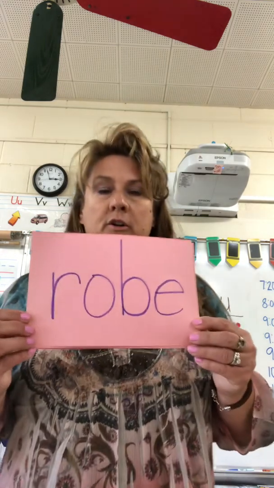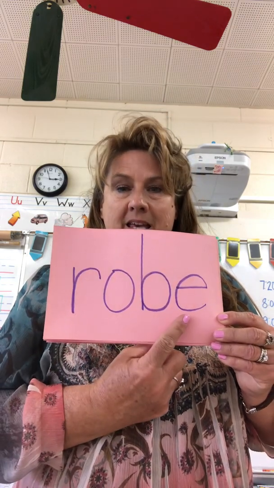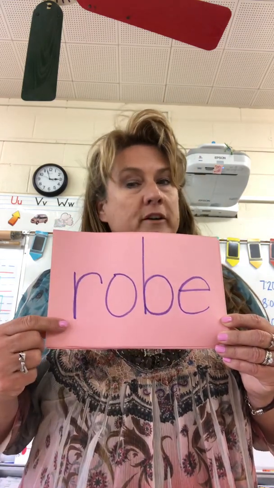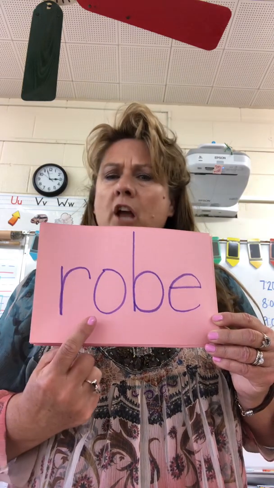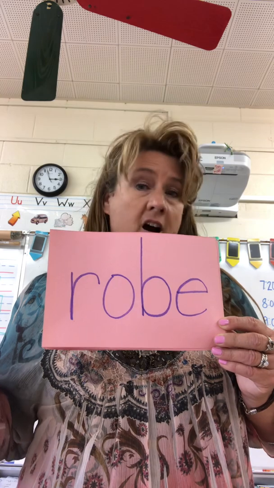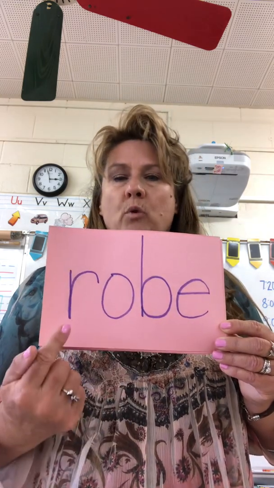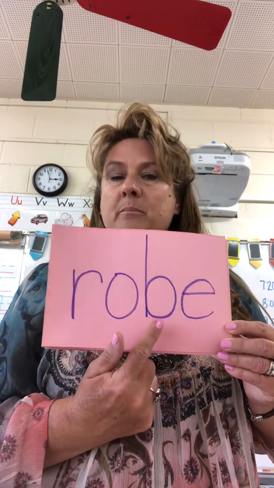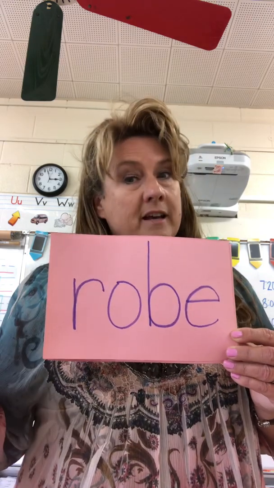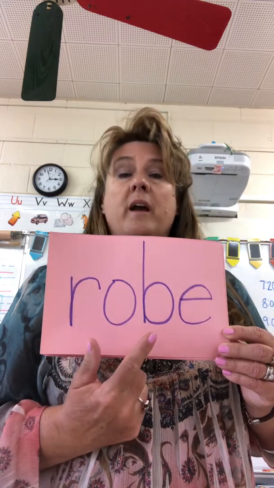This first word has R-O-B-E. Now I know R is going to say R, but I'm not sure about this O. Sometimes O's say ah, sometimes they say O. So I'll have to look for more clues. Here is a B. B always says B. R, some sound for O, and B.